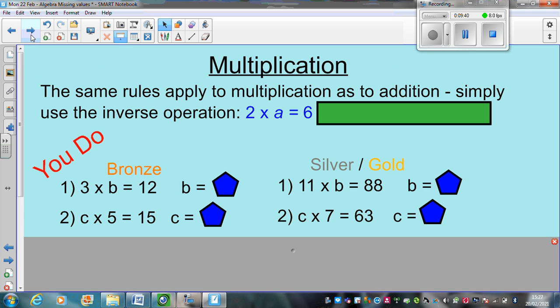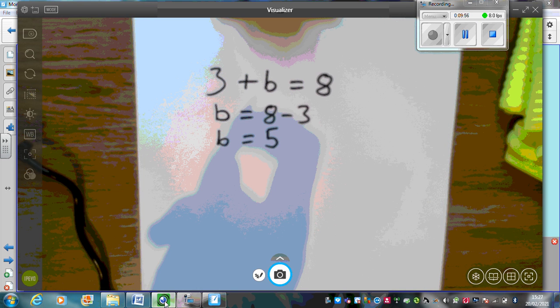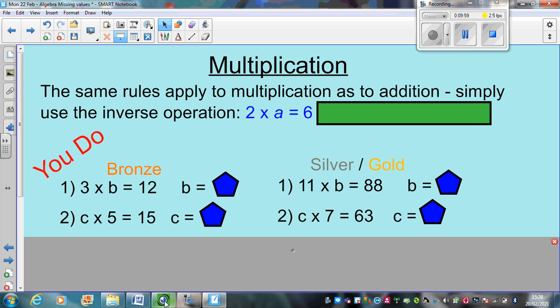The same rules apply for multiplication as to addition, so simply use the inverse operation. 2 times A equals 6, and again, I'm sure loads of you can do that in your head, but I would like you to think about it. We're using the inverse operation. So, 2 times A equals 6.